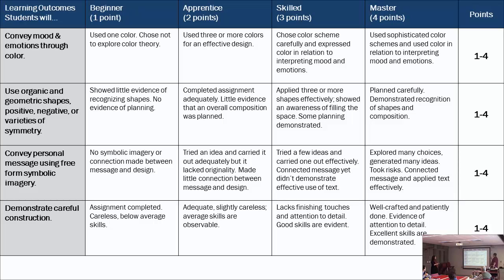Moving forward a little more, skills for 3 points, which means they chose a color scheme carefully and expressed color in relation to interpreting mood and emotions. And then mastering it, meaning 4 points or full credit for this particular outcome. They use sophisticated color schemes and use color in relation to interpreting mood and emotions.